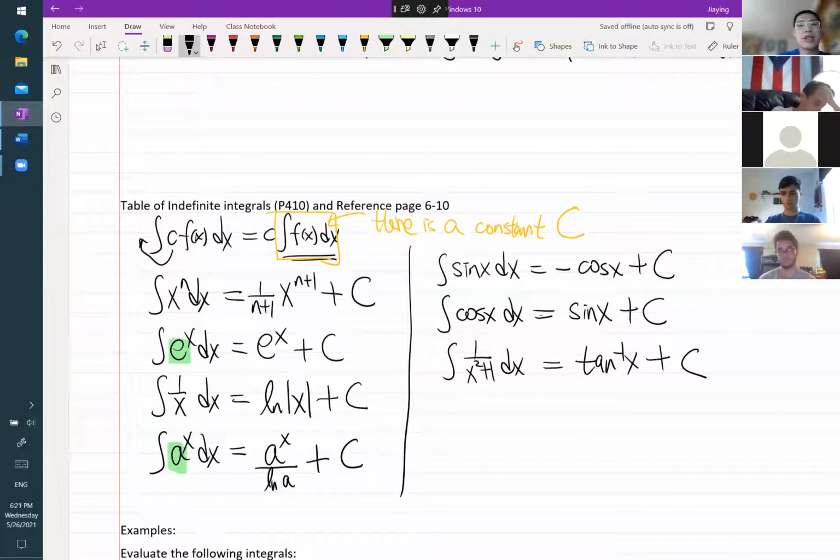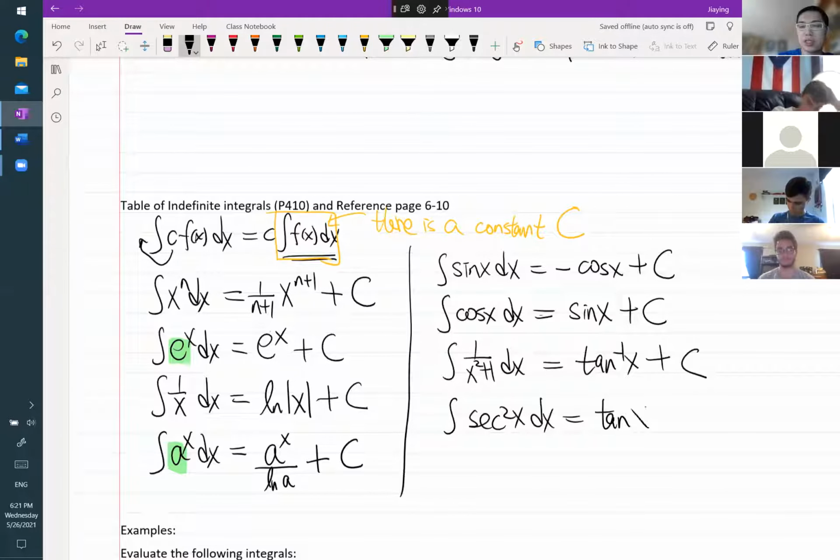You don't need to copy down those basic integrals, but it's very important that you look at them. It's actually very helpful if you try to memorize them. I'm not going to give you a quiz on that, but for your own benefit, you might want to memorize them. And integrating secant squared x dx gives you tangent of x plus a c. Right. So that's a lot of this.